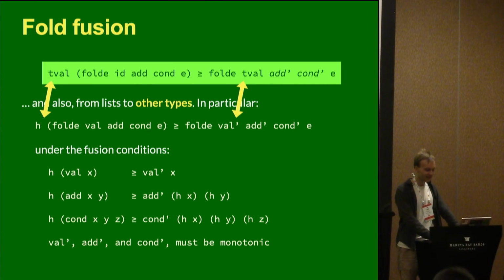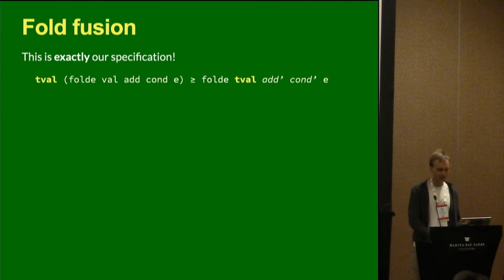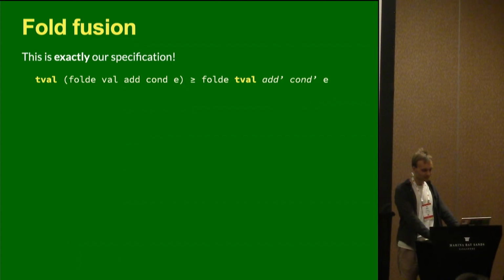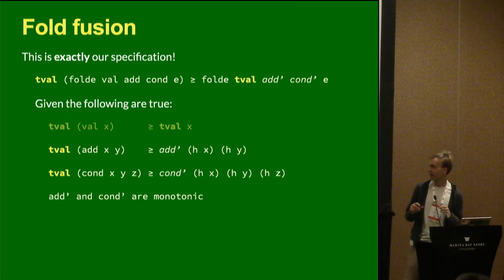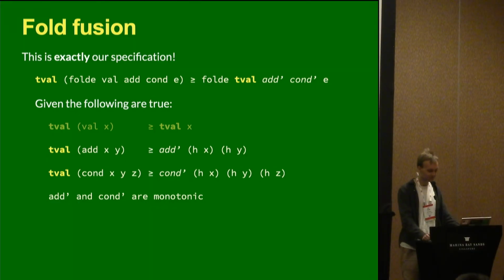And maybe you can see it now. This is exactly our specification. If we substitute t-val for h and also for this val prime operator, it's exactly our specification. And the great thing here is we now know that if we can find a const prime that satisfies, well, okay, there are five conditions here. Any const prime that satisfies these 5 conditions also satisfies our specification.